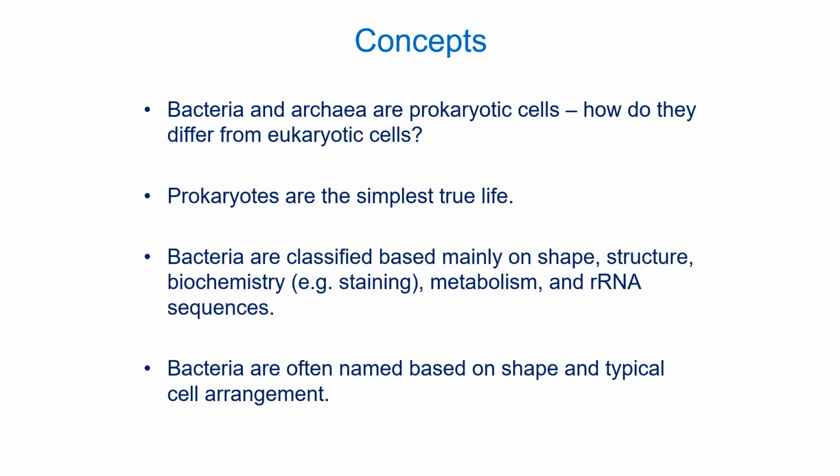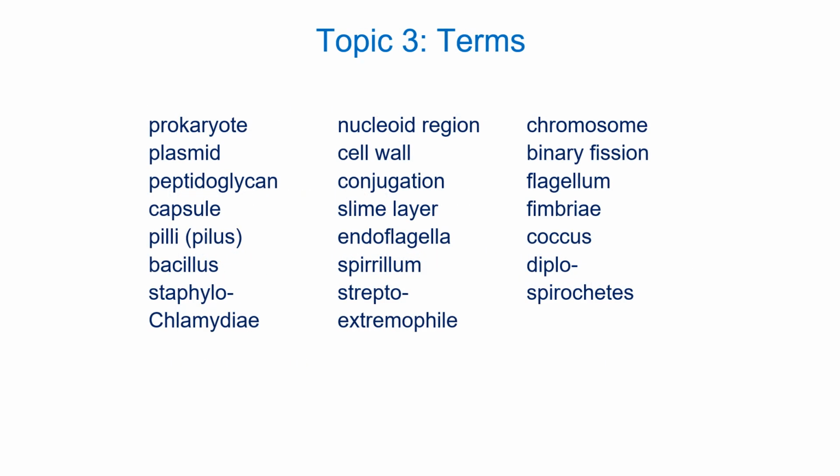Now that's not always the case. There's lots of names that are based on other things, other properties of the cells. And a few terms here for you. We have things like the nucleoid region. Again, that's where the DNA is found in a prokaryotic cell. It's not found in a nucleus.